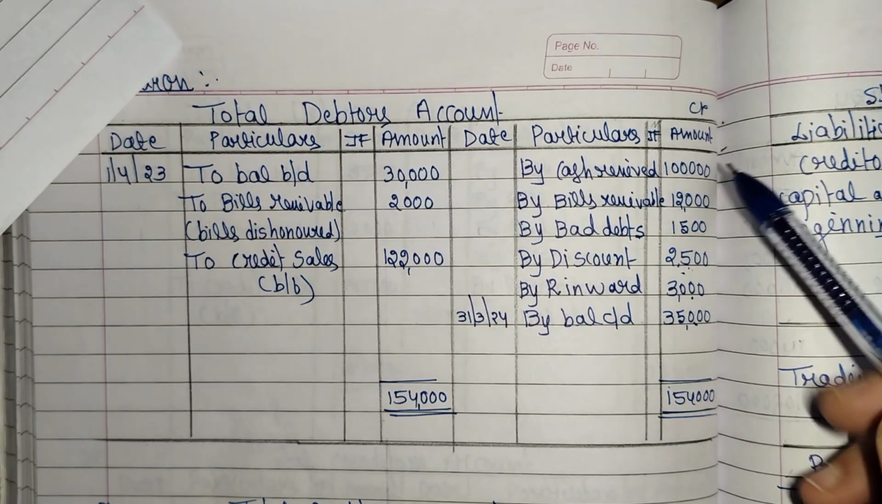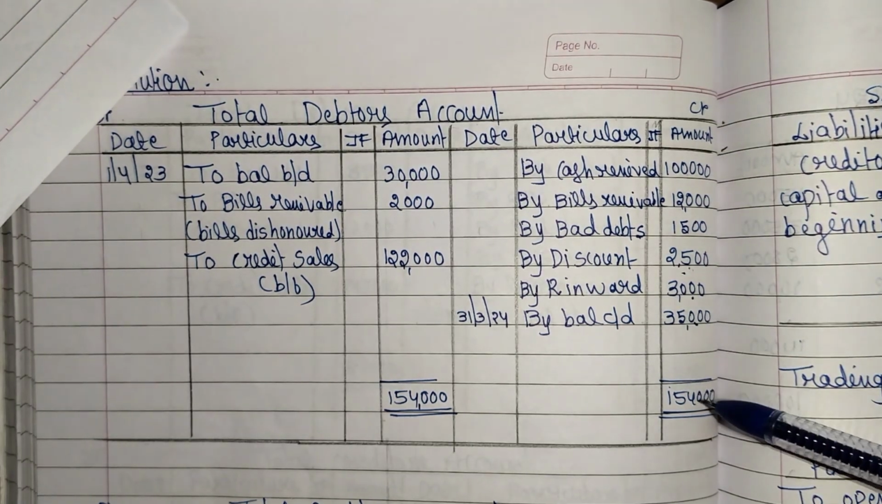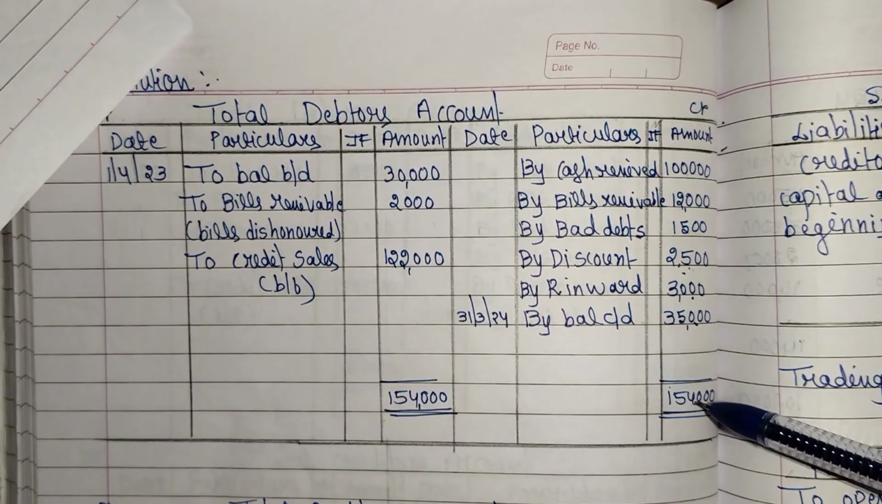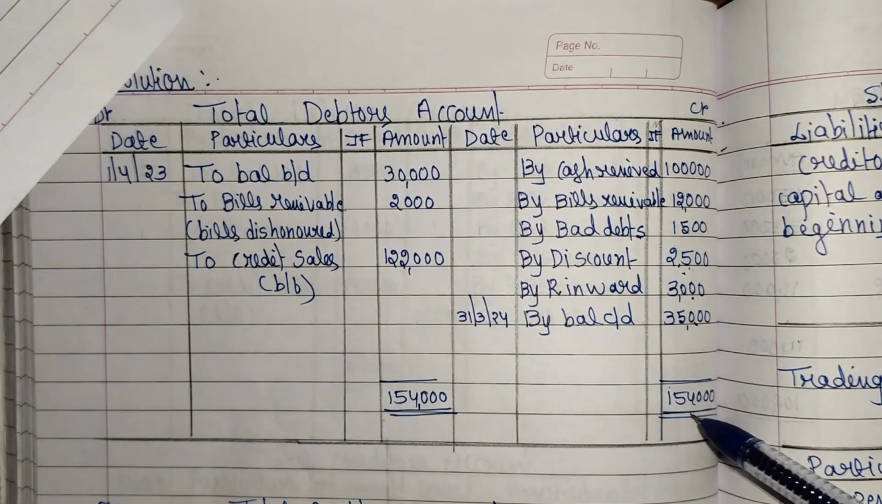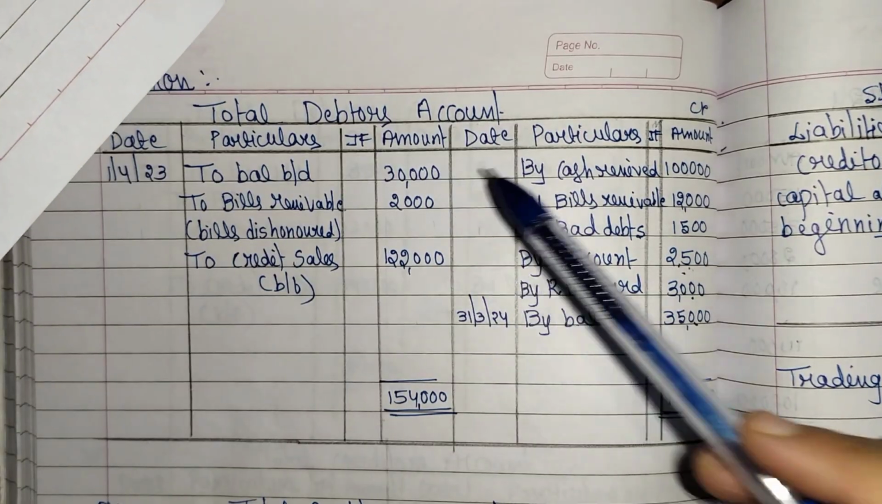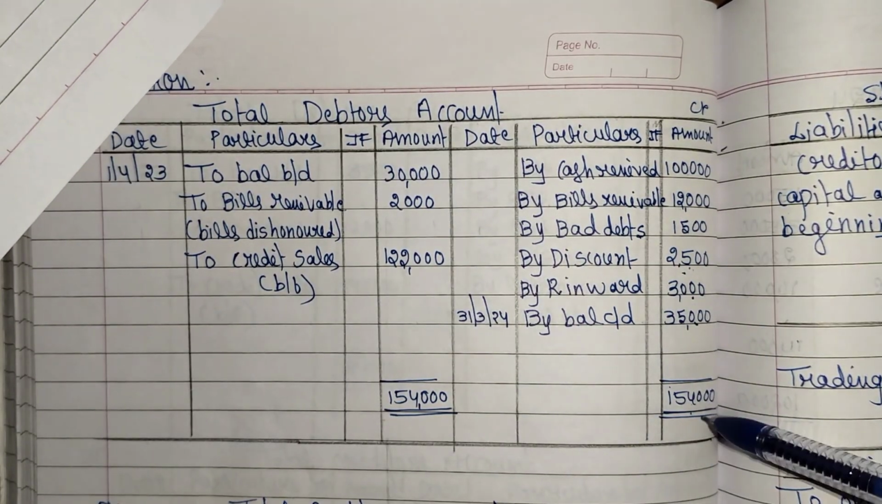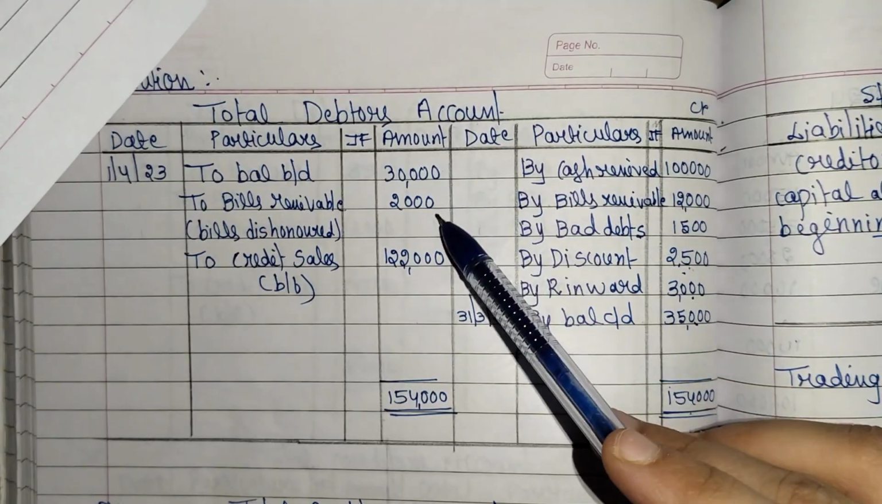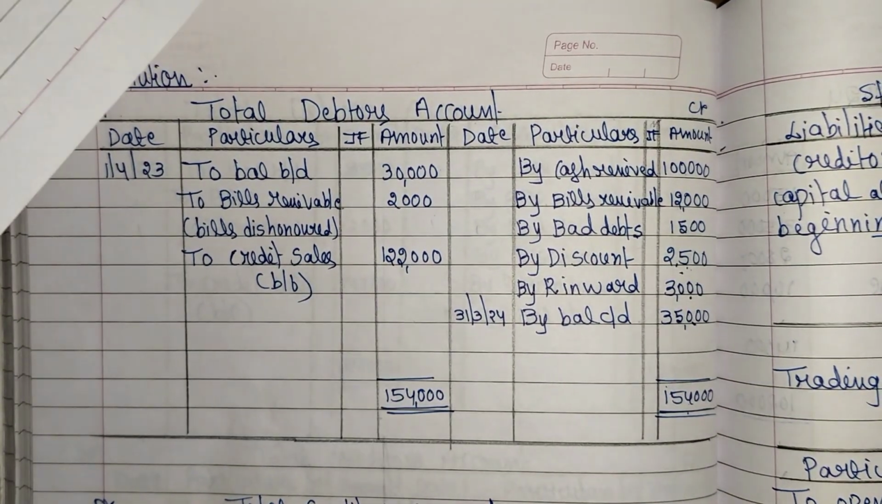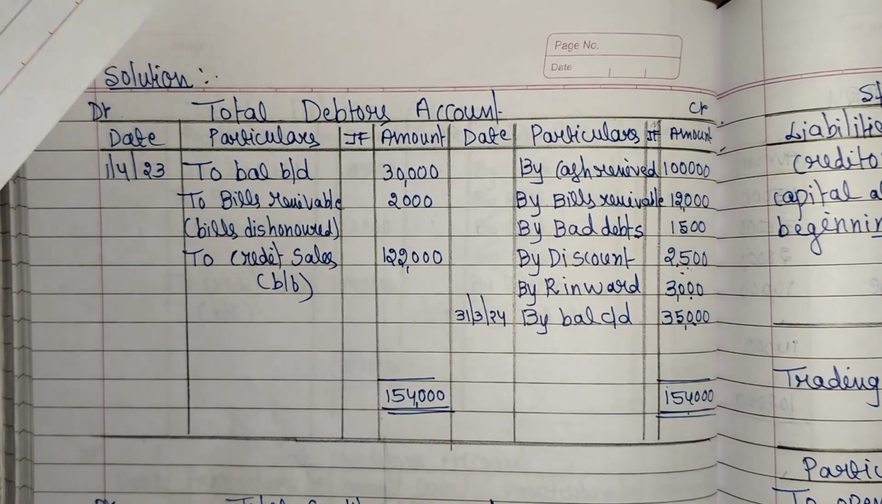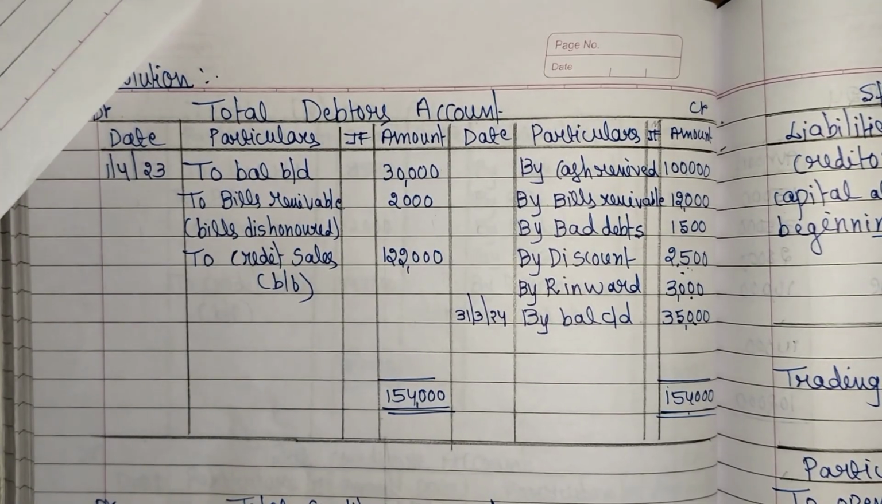Now you need to total the credit side, that is equals to rupees 1,54,000. Credit side is more than debit side. Now deduct 30,000 and 2,000. So 1,54,000 minus 30,000 minus 2,000. Then we will arrive credit sales, that is rupees 1,22,000. That is our balancing figure.